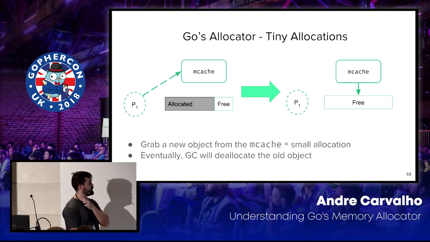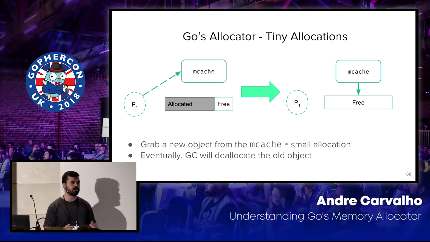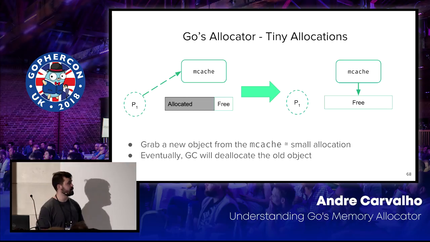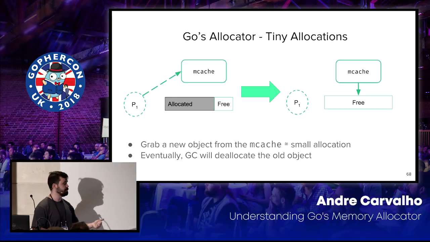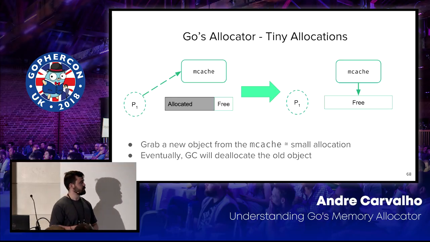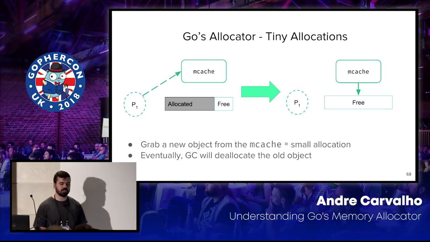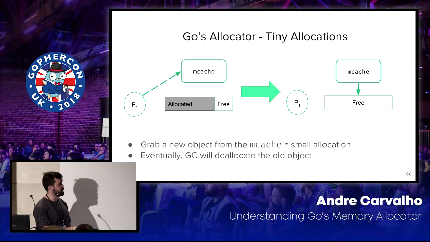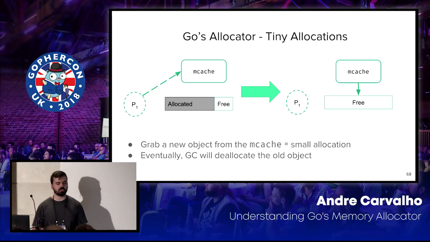But if this larger object gets completely used and is not enough to hold the new allocation, the P is simply going to request a new object from the mcache. And this works just like a small allocation. Also, the object that was being used is just going to be kept there, and eventually the GC will deallocate the old object as soon as all objects that were allocated on this larger object get freed. So it's going to sweep it.